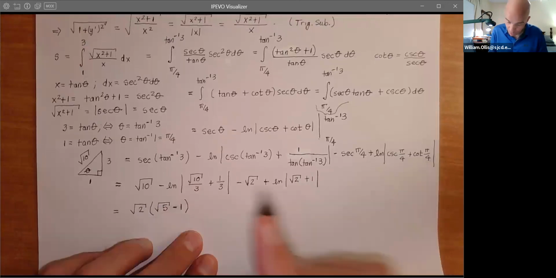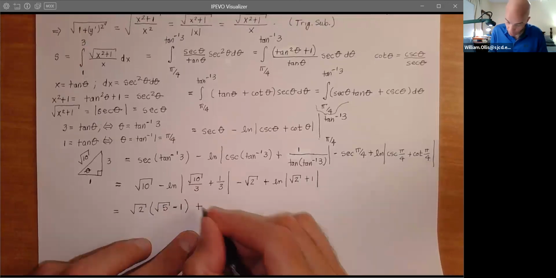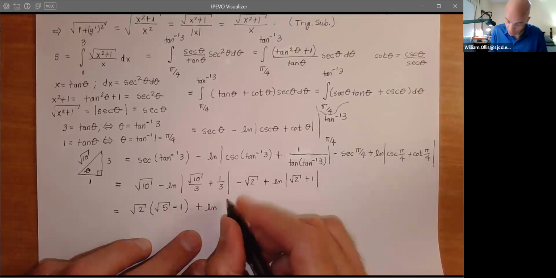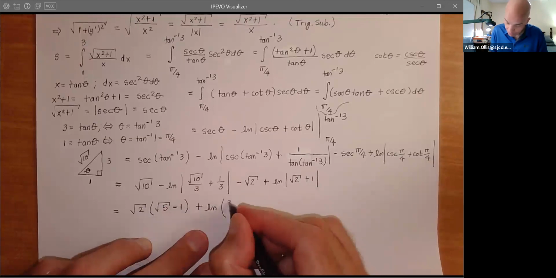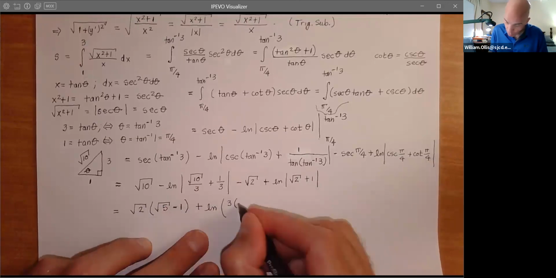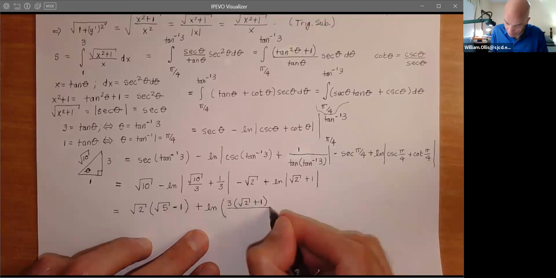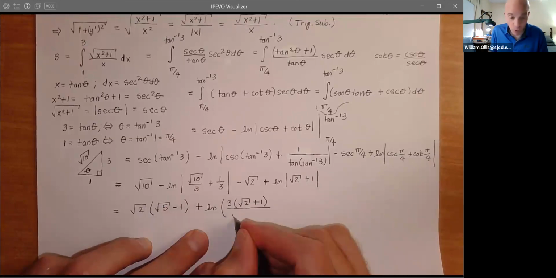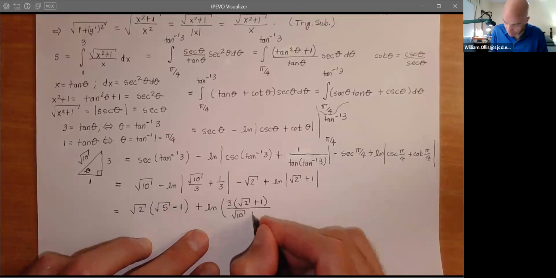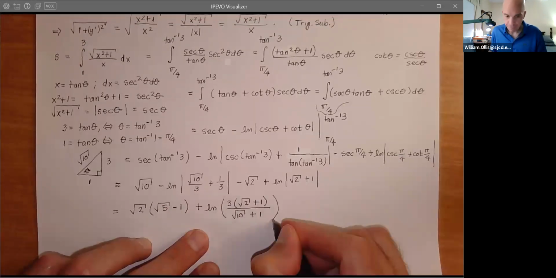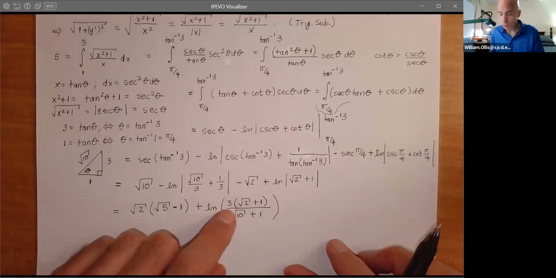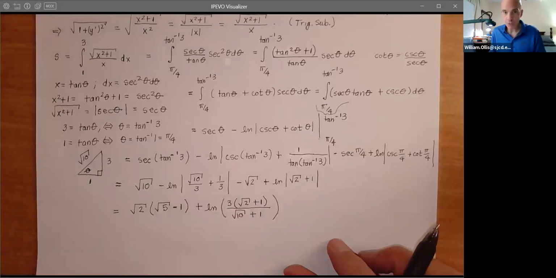So this will be plus the natural log. And of course, we can remove the absolute values. 3 times the square root of 2 plus 1 divided by the square root of 10 plus 1. I reduce that to this. And of course, you can write this as 3 times the square root of 2 plus 3 if you want.